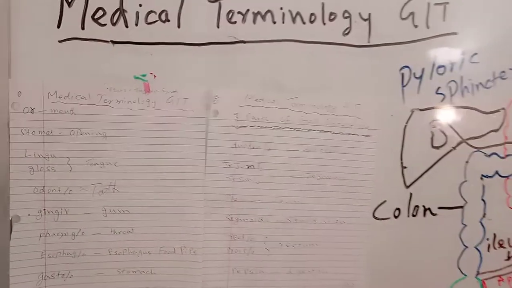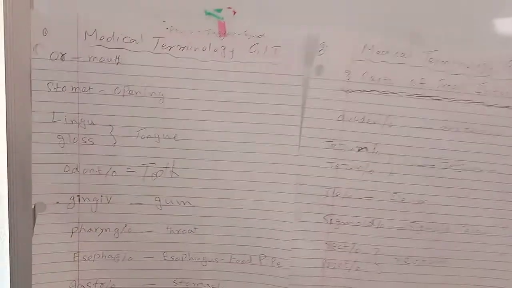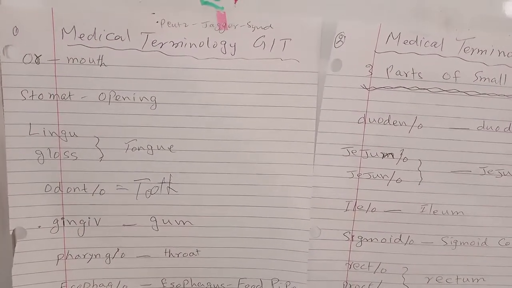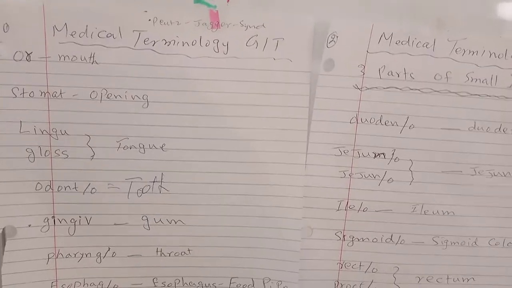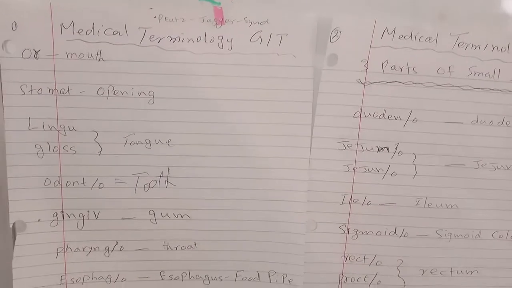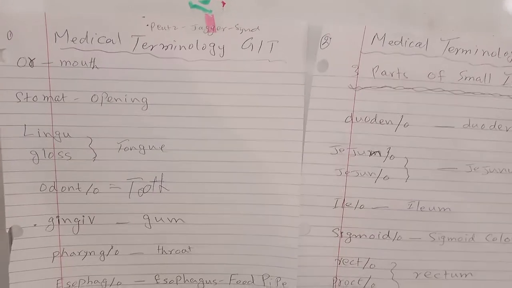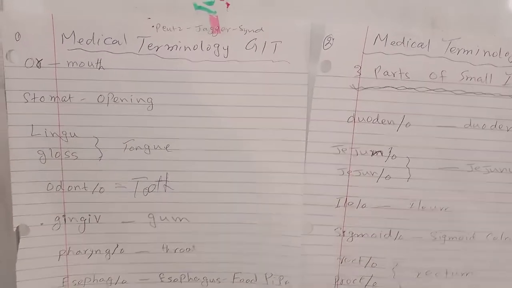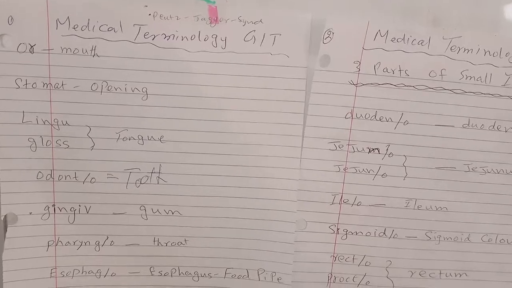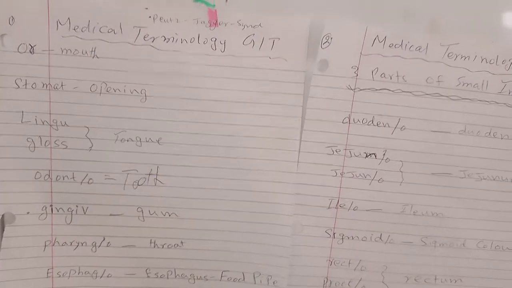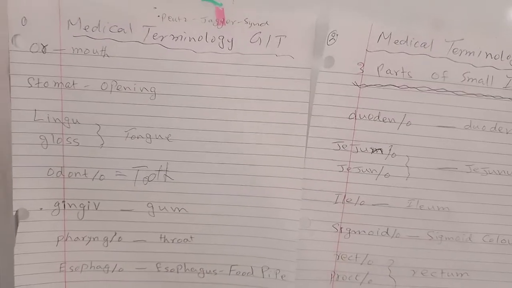So let us start with the different words of the medical terminology. We start from the oro, or mouth: oral drops, oral tablets, oropharyngeal. Stomat is opening of the mouth. Stomatitis, infection of the stomach or inflammation of the opening.